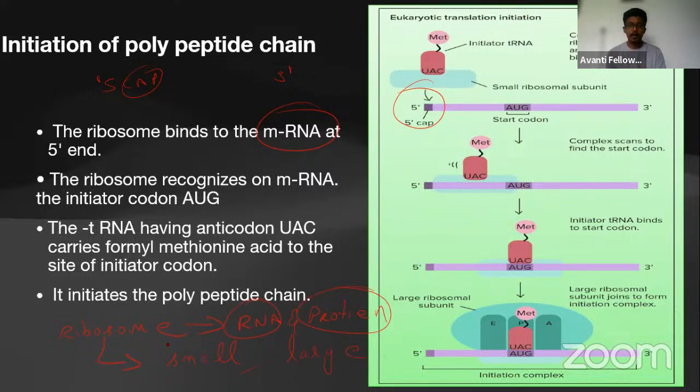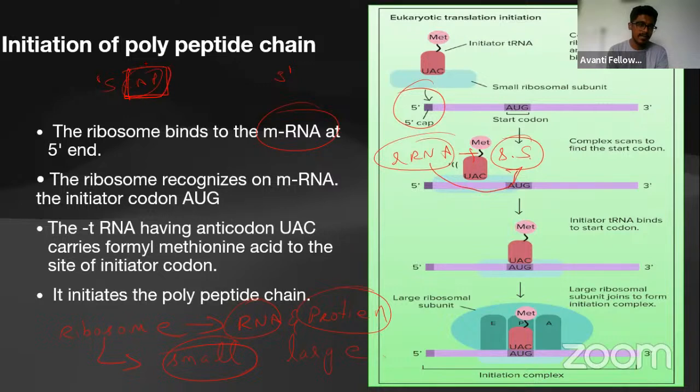The small subunit will take the help of rRNA. The rRNA will attach to the small subunit, and when it attaches, rRNA will give the small subunit the information about what RNA it is. So this will help our small subunit come and attach to the cap region. It will recognize the cap region, and once it recognizes the cap region, the small subunit will come and sit at the 5' end. Clear, no?